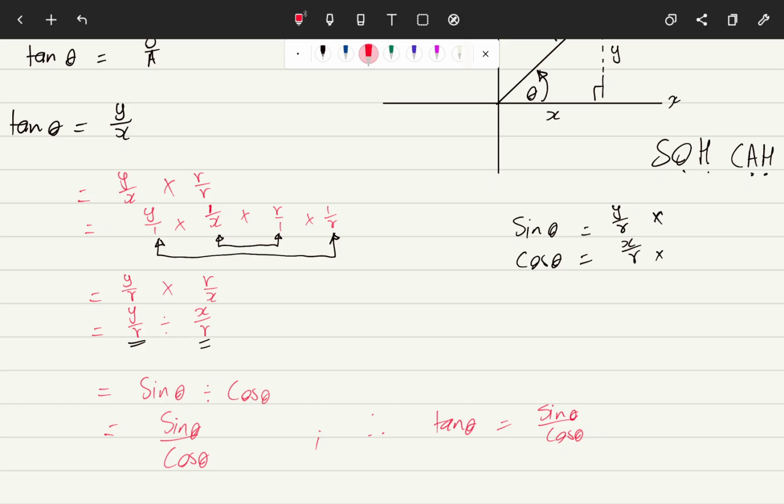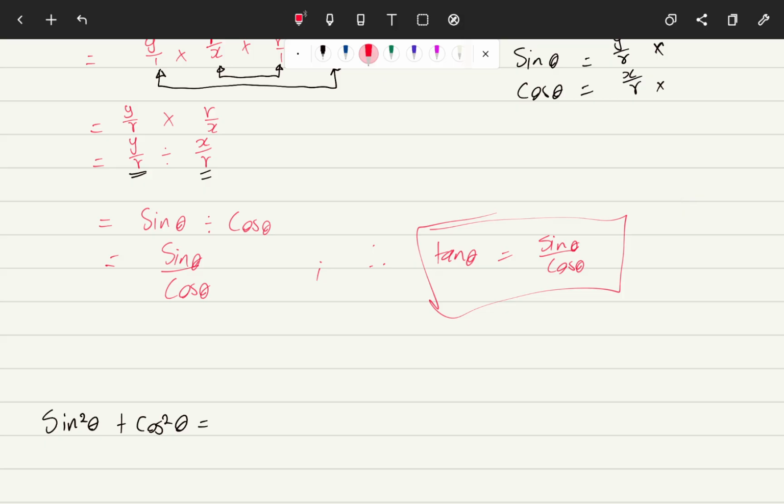But I'll emphasize this is the most important part: you don't need to know how to derive it, but you need to know that tan theta is the same as sine theta over cos theta, right? And on that note, I will just ask you a question. What if cos theta is equal to 0 right here? What if that is the case?